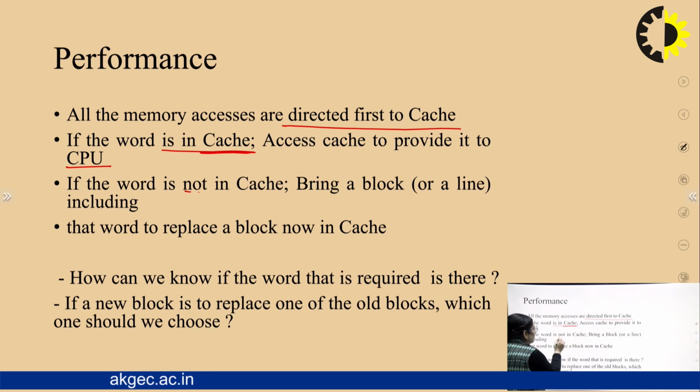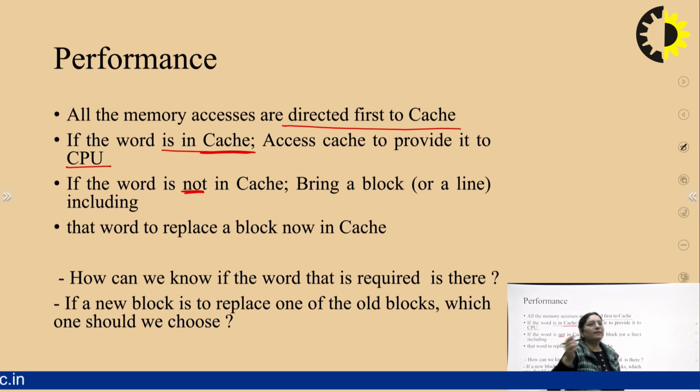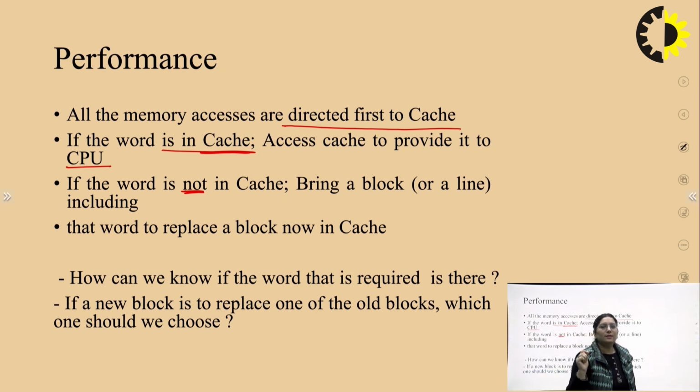And if it was not in the cache, then what happens? Then that block is searched in the main memory, and it is the responsibility of the CPU to get that block from the main memory to the cache memory. Fine. So if the word is not in the cache, bring a block including that word to replace a block now in the cache.